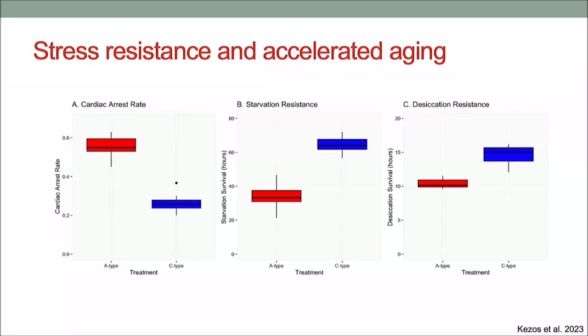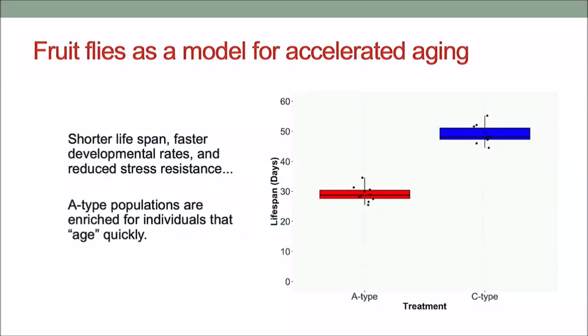And then we also see patterns in starvation and desiccation resistance, right? So the general story about this model for accelerated aging is they have shorter lifespan, faster development rates, and reduced stress resistance. So we think this is a very complex phenotype, as you would imagine when you're talking about aging, and inherent to it are these different types of trade-offs going on.